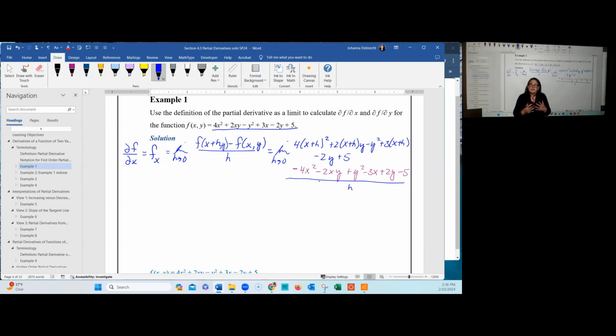Now that you understand the setup, go ahead and pause the video to work out the derivative of the function f with respect to x. And if you can, go ahead and work out the partial of f with respect to y. Remember that in the partial of f with respect to y, the x coordinate stays x, but the y becomes y plus k and y. Go ahead and pause it now to work it out on your own.